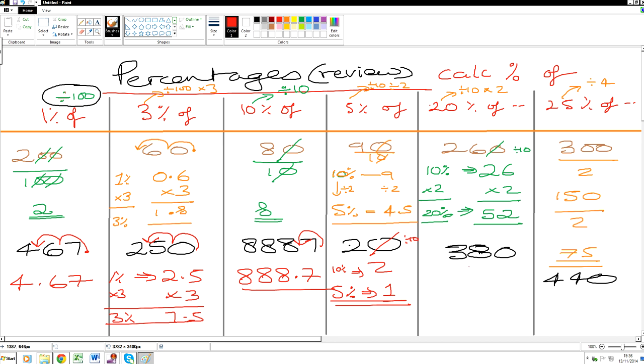380 to work out 20%. First of all, we start with 10%. So 380 divided by 10 is 38. And then times by 2. 38 times 2 is 76. Yeah, 76. To work out 25% of 440, we have to divide it by 4. So you can do this bus stop technique as well. And that gives you an answer of 110. End of this small video.